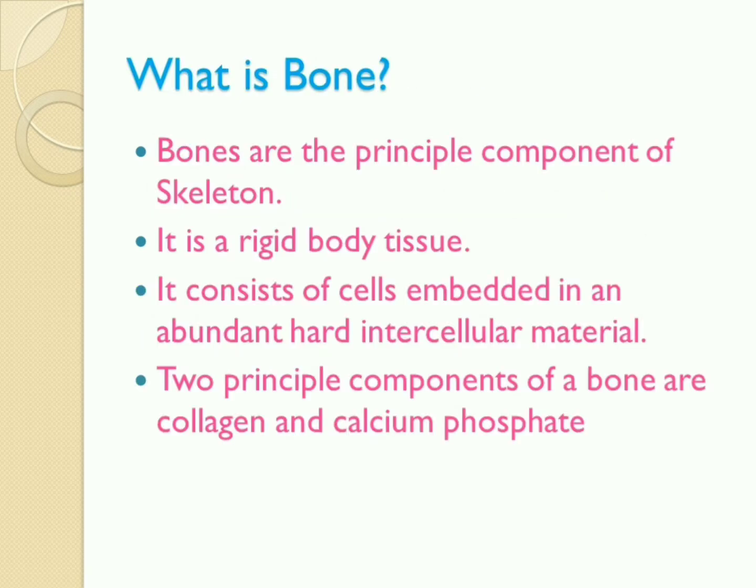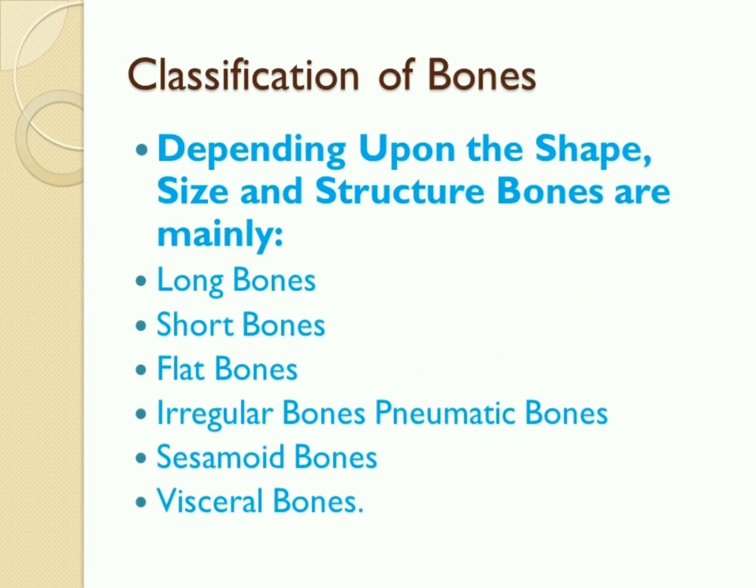After skeleton, now we have to discuss the bone. What is bone? Bones are the principal component of the skeleton. It is a rigid body tissue. It consists of cells embedded in an abundant hard intercellular material. Two principal components of a bone are collagen and calcium phosphate. After that, the classification of bones.